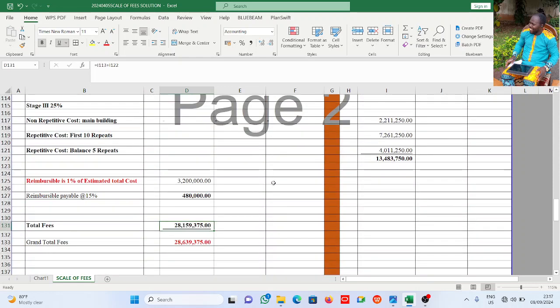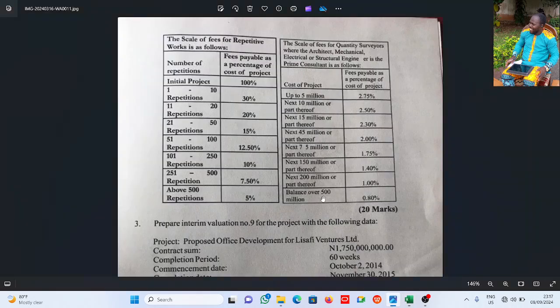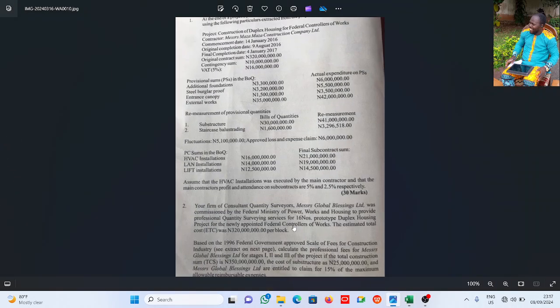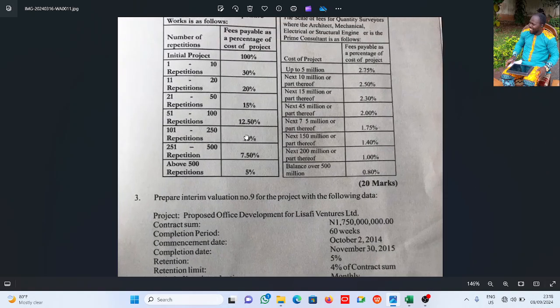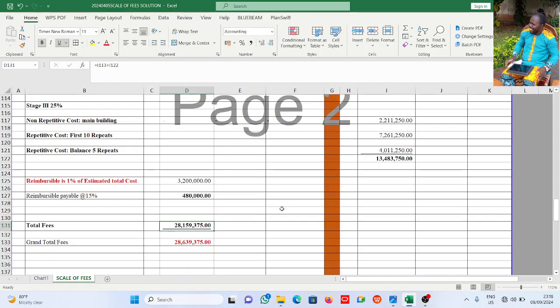Now there's another question there. It says that Messrs Global Blessings Limited are entitled to claim for 15% of the maximum allowable reimbursable on the cost of substructure. In the 1996 scale of fee, you can see it in this question. It's expected that you know it. The maximum reimbursable to any consultant is 1% of the contract sum.